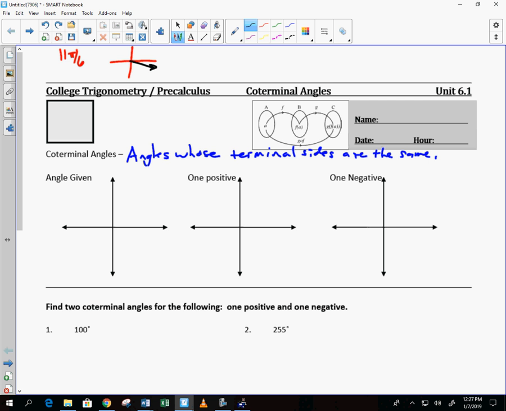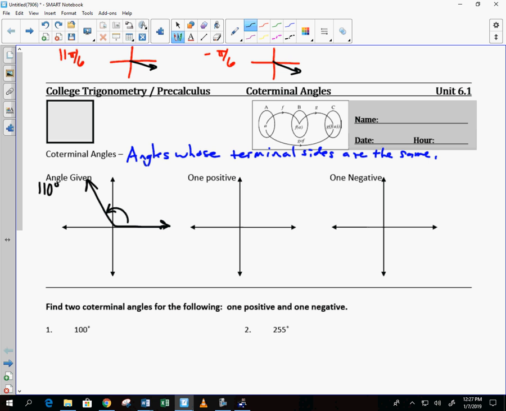Shortly after that, you had negative pi over 6. When you figured out the terminal point for negative pi over 6, you saw it was in the same location. That's because negative pi over 6 and 11 pi over 6 are coterminal angles. They're in the same position. So let's look at any given angle, say 110 degrees. We sketch it in the second quadrant and show the appropriate rotation.